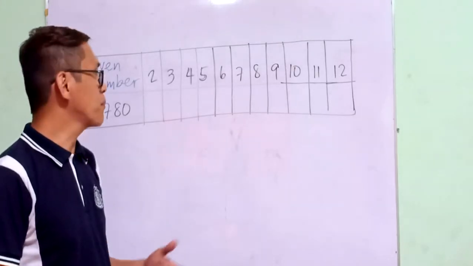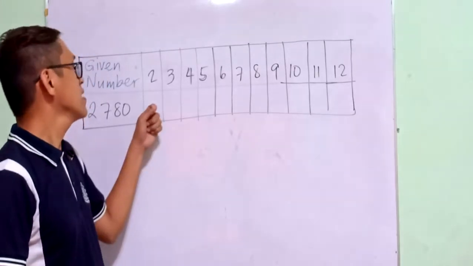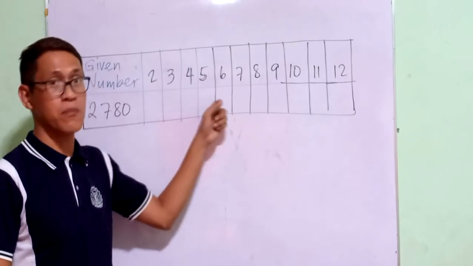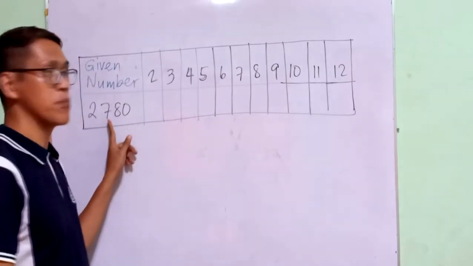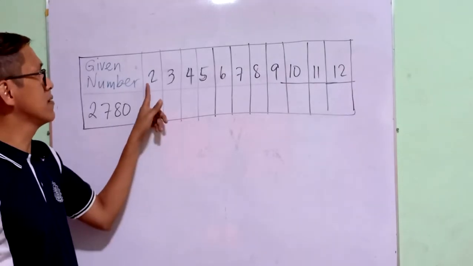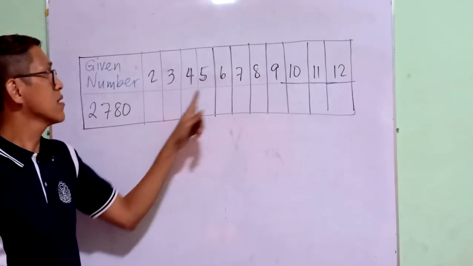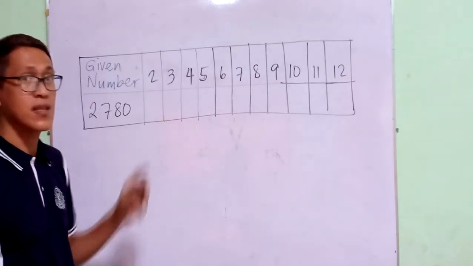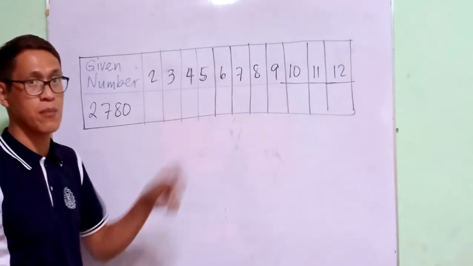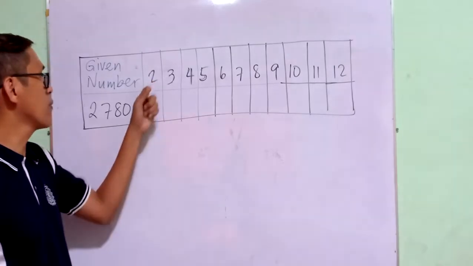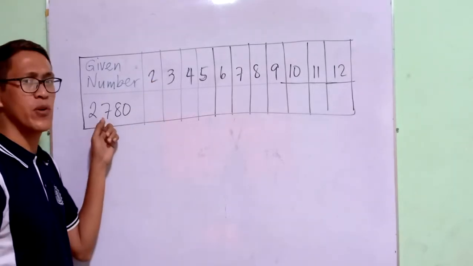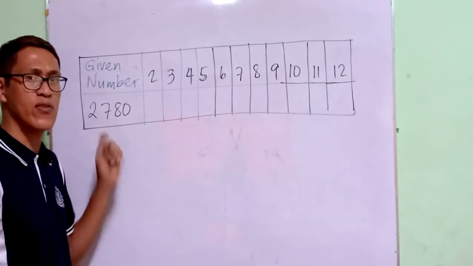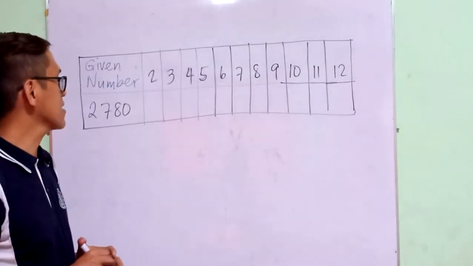Now, let's complete this table by putting check or X inside the boxes. If this number is divisible by the top numbers here, we will put a check. If it is not, we'll put an X inside the box. Let's start with divisible by 2. Is this number divisible by 2? What do you think? Check or X?